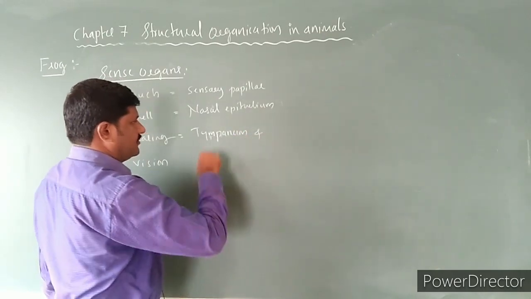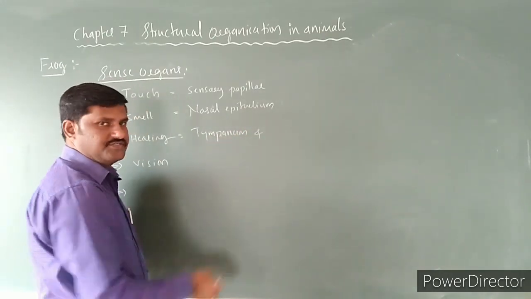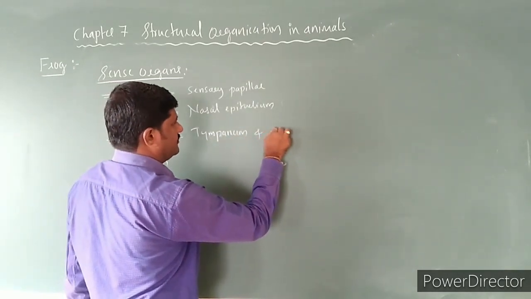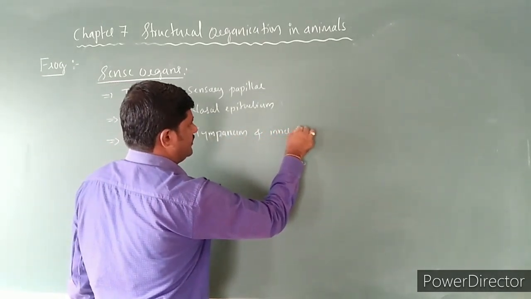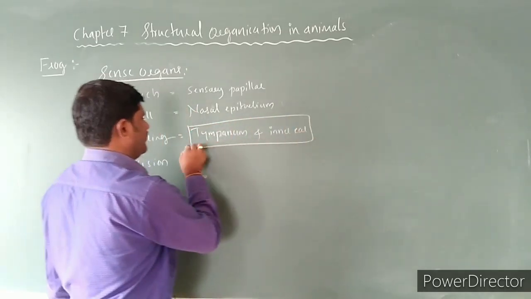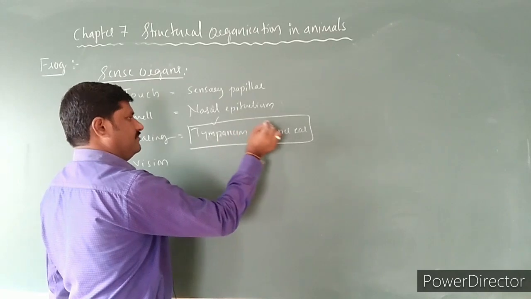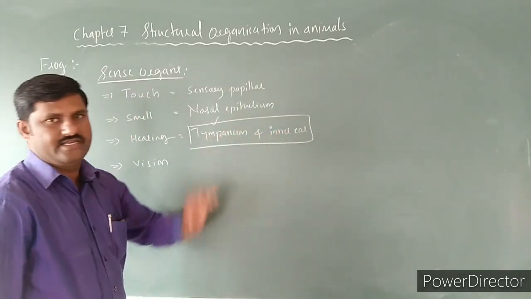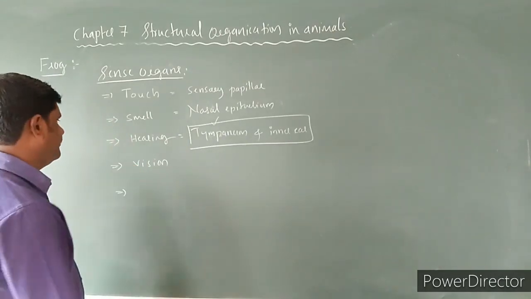Tympanum is there, present externally behind the eyes. Tympanum is there as well as the inner ear. These two points are very important. Not only the tympanum, the inner ear also. It is followed by the inner ear. So both are very important.